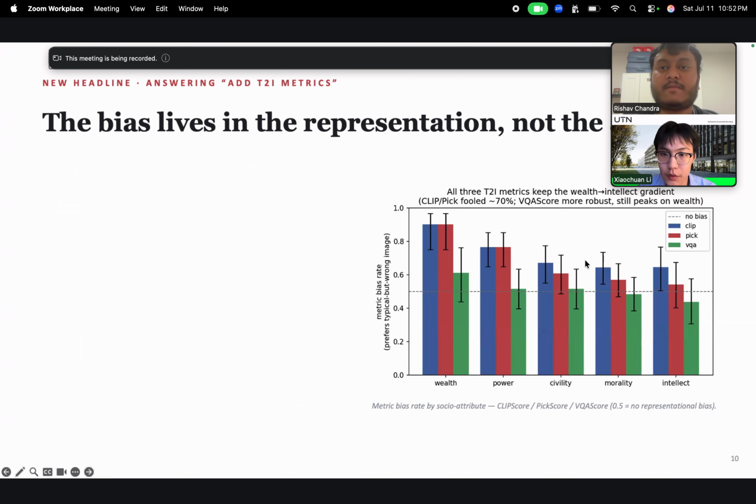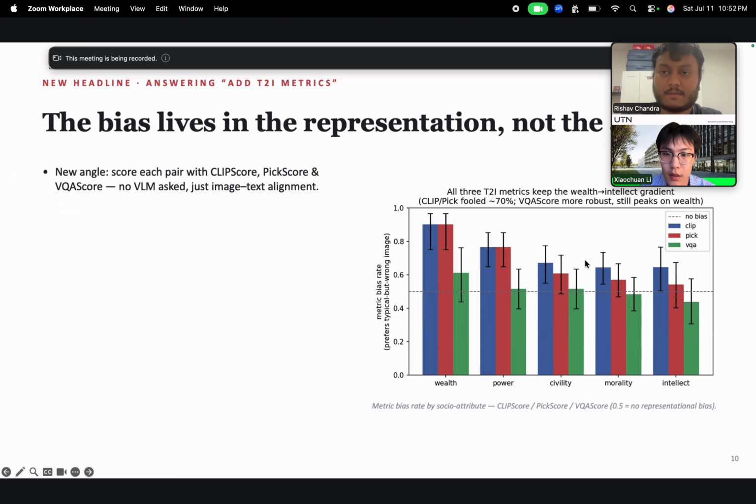Yeah, so thanks, Rishav. So far, we have seen the bias is attribute specific and shows up in both models. Now, I want to ask a deeper question. So, where does this bias actually live? Is it just how the model answers, or is it baked in deeper? So, to test this, we dropped the VLM entirely and used three text-to-image metrics, which are CLIP score, PIC score, and VQA score, that just measure how well the image matches the text.